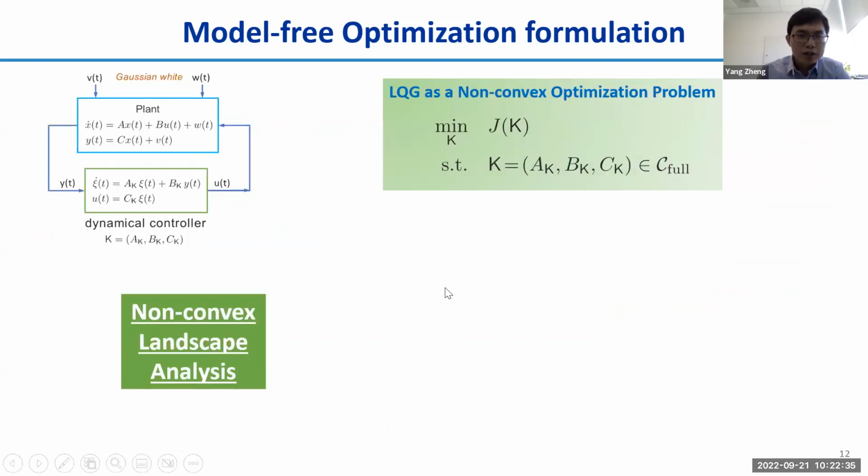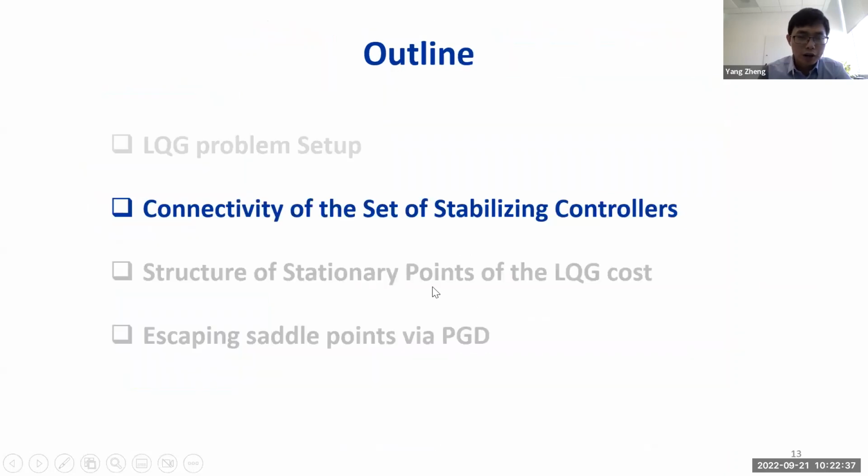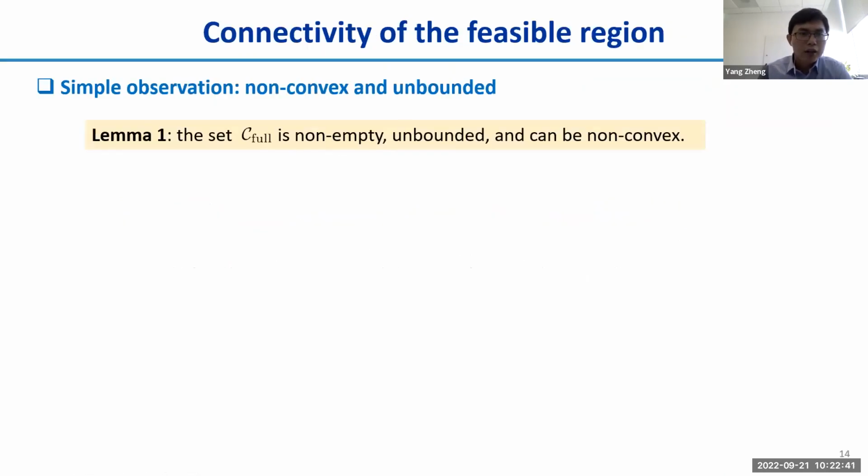Okay. If not, let's move on. So let's look at the first question: how does the feasible region look like? First, we have a very simple observation. This set, of course, is non-empty, unbounded, and it can be non-convex. People know this, so it's just a simple observation.